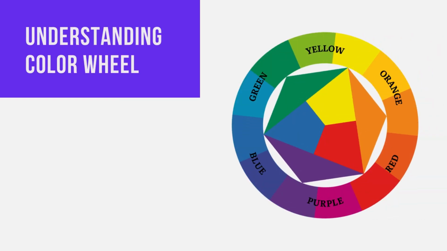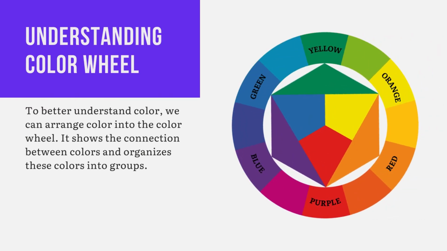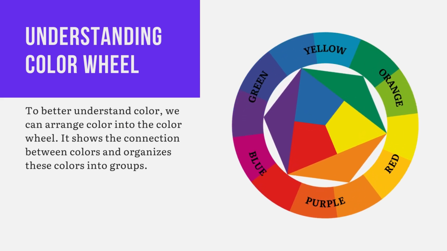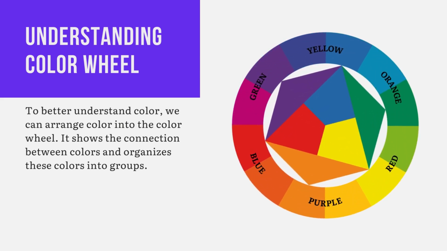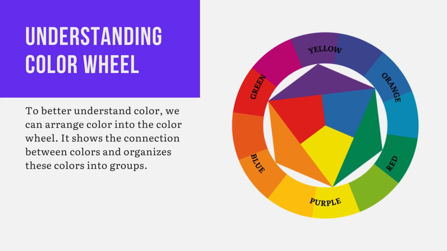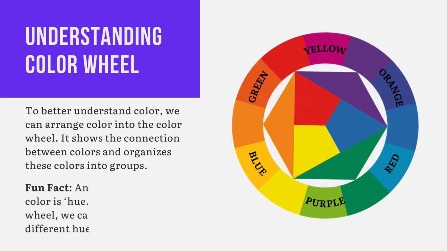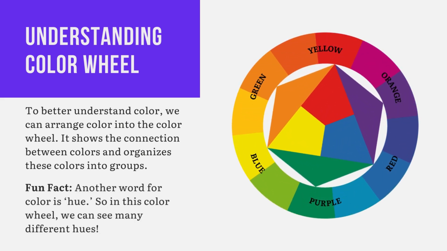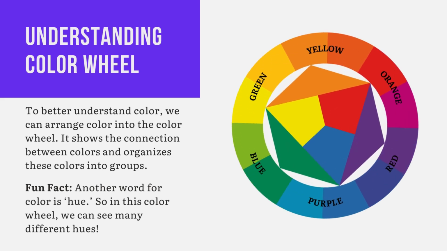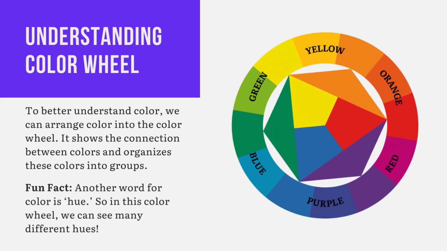Now let's understand the color wheel. To better understand color, we can arrange color into the color wheel. It shows the connection between colors and organizes these colors into groups. Here is a fun fact. Another word for color is hue. So in this color wheel, we can see many different hues.